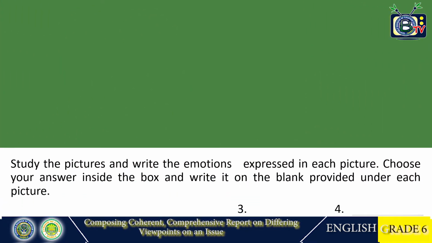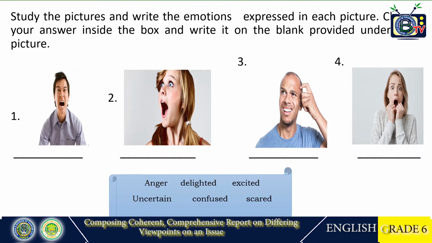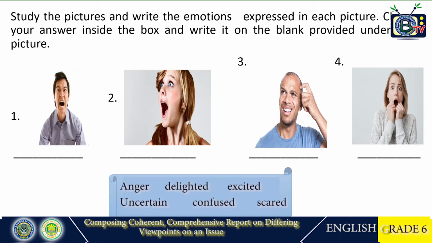I am going to show you pictures. I want you to study the pictures and write the emotions expressed in each picture. Choose your answer inside the box and write it on the blank provided under each picture. The choices inside the box are anger, delighted, excited, uncertain, confused, and scared.